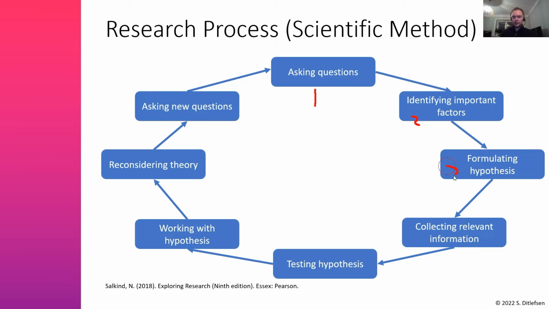1, 2, 3, 4, 5, 6, 7, 8. 8 steps. 1, asking questions. 2, identifying important factors. 3, formulating hypothesis. 4, collecting relevant information. 5, testing hypothesis. 6, working with hypothesis. 7, reconsidering theory. And 8, asking new questions. So let's go into each one of these and explain and discuss what they mean.